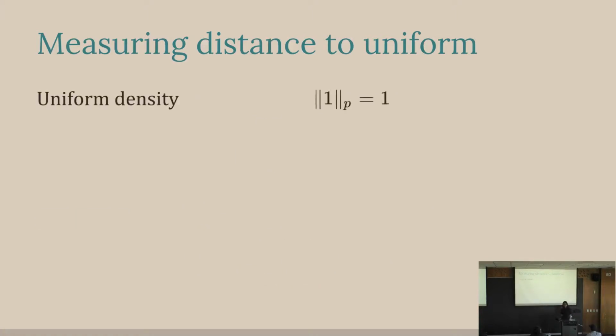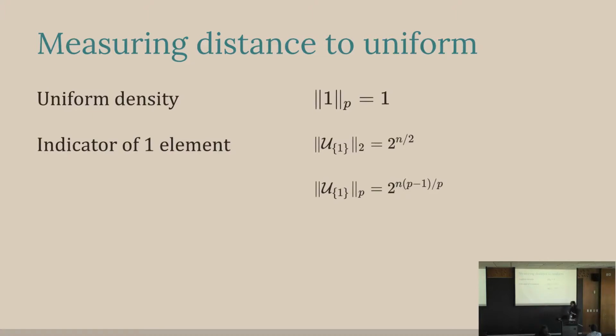Let's look at some examples of this. If you take the uniform density, then its Lp norm is 1 for every p. Whereas if you look at the indicator of one element, the 2 norm is 2 to the n over 2, and the p norm is this thing here. What this is measuring is that if you have a uniform density over one point, that density is extremely spiky. It has one big spike of 2 to the n, and everything else is 0. So the Lp norm is measuring how spiky the density is.